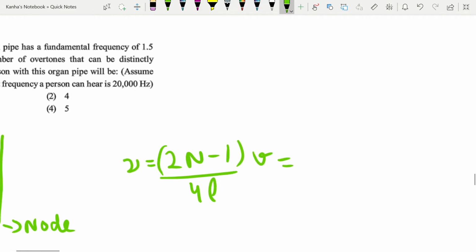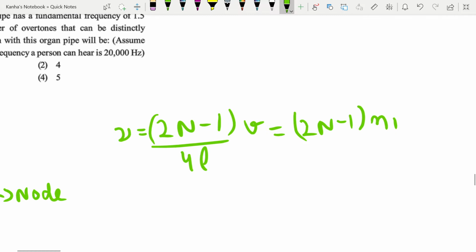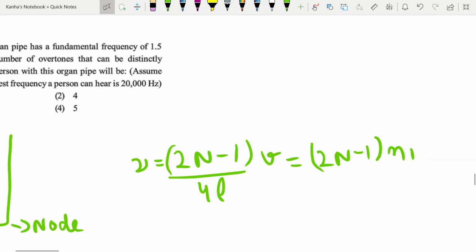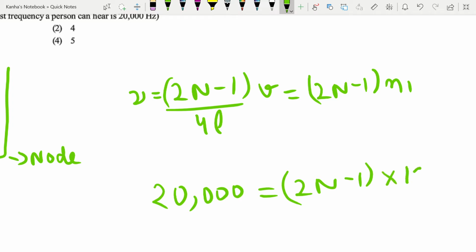So for the nth mode we have 2n minus 1 into the fundamental frequency, where fundamental frequency is v by 4l. Okay, fundamental frequency is already given to you, and the highest value of the frequency is also given to you. So let's just equate the highest value of frequency that is given, that can be heard. So 20,000 can have 2n minus 1 into the fundamental frequency, which is equal to 1500. So this gives me that n is similar to 7.1 or 7.